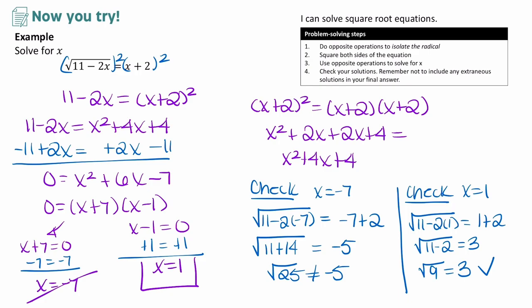When we solve this now, we get two solutions, x equals negative 7 and x equals 1. When I plug them both back in, notice that the negative 7 is telling me that the square root of 25 equals negative 5, which is not true. So I'm going to go ahead and eliminate that negative 7, and so x equals 1 is my only solution.